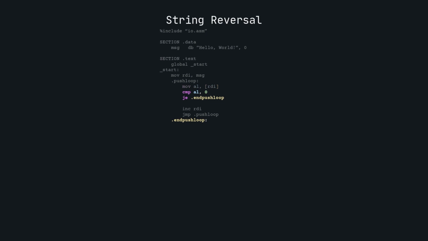We then compare the character that AL holds to the null character, and if the values are equal, we jump out of the loop. If the character is valid, we push the character onto the stack. Because the stack can only add or remove 8 bytes at a time, we push using RAX, not AL.